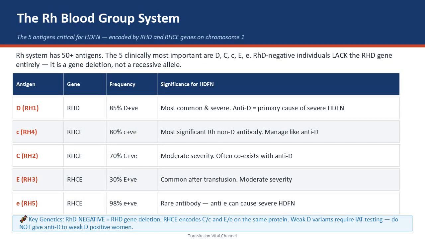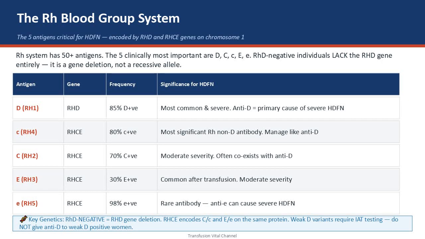Next we talk about the Rh blood group system, and it contains 5 antigens which are very critical for HDFN. The Rh blood group system is the clinically most important system in transfusion medicine after ABO.